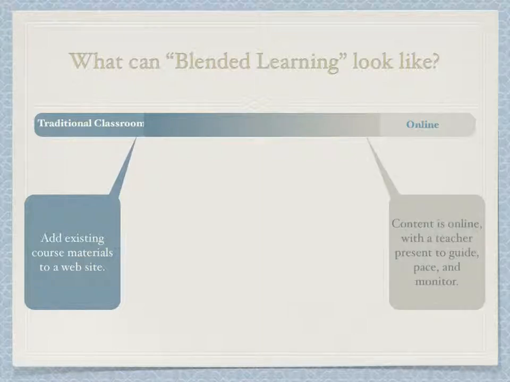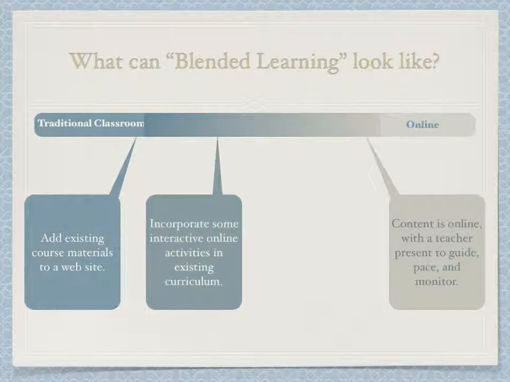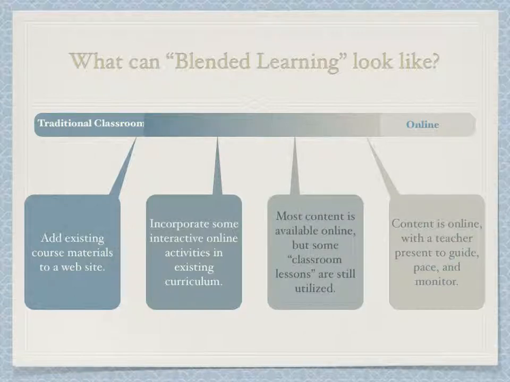At the far other end, we might have all of the content available online where a teacher is simply guiding, pacing, monitoring, assisting, and helping students move through it. In between those, we might have some interactive online activities that are incorporated into a traditional curriculum. Or we might have a lot of the content being available online with occasional classroom lessons for things that are difficult to do online. Like, for example, perhaps hands-on science labs would be done in a whole class traditional setting. So we can see that blended learning can take a variety of different forms and involve different levels of technology applications.